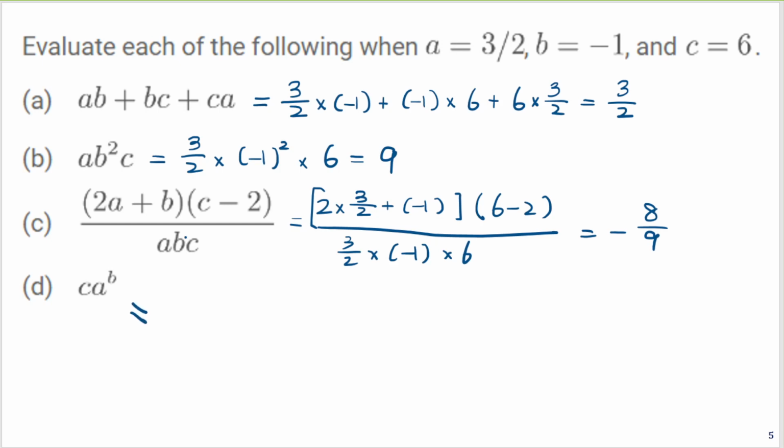Okay, last one. C is 6 times A, which is 3 over 2, raised to the power of negative 1. Again, we have learned something raised to the power of negative 1 is actually the reciprocal of that number, right? So that's 2 over 3. Did you get it? And that'll give us 4, because we can cancel a 3 here, which gives us 2 by 2, which is 4, right?